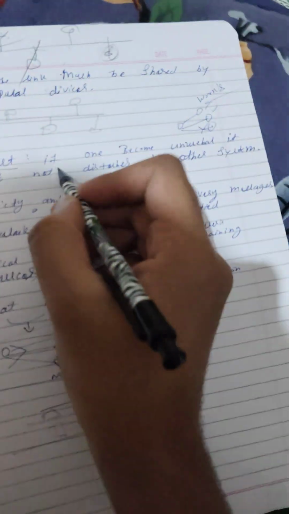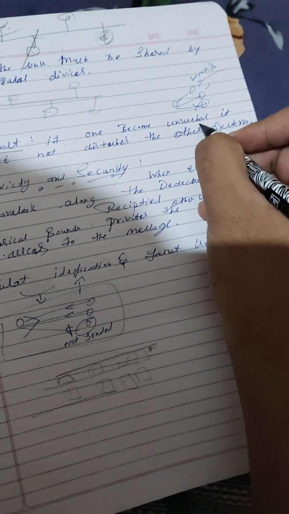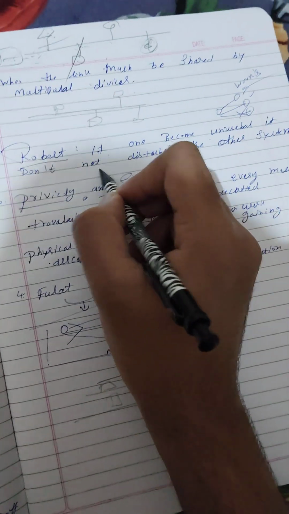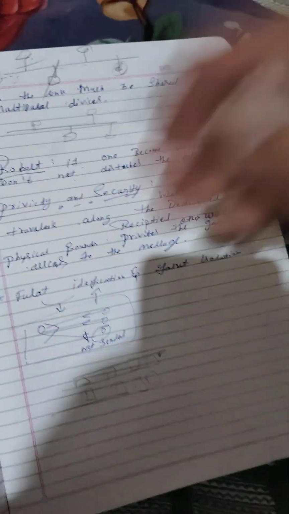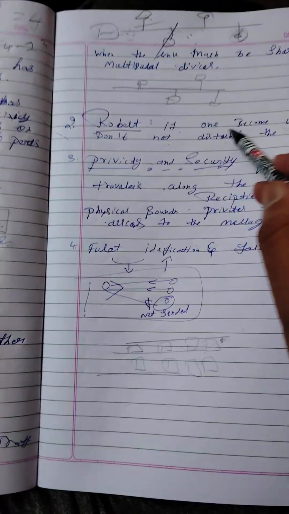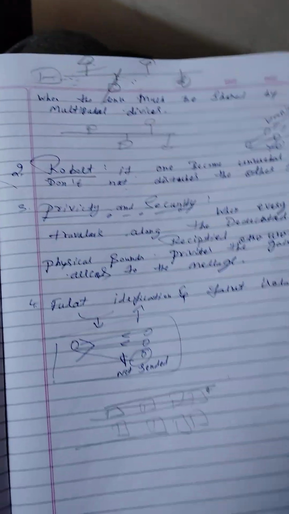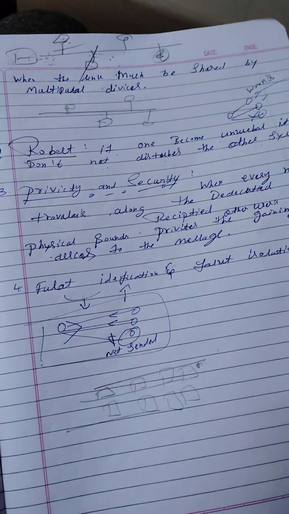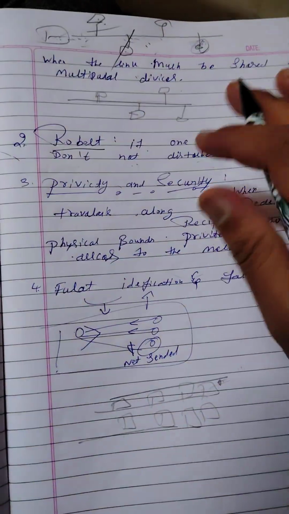Robust: if one becomes unusable, it does not disturb the other systems. See here, in the mesh, we are talking about mesh. How does this eliminate the traffic? In the bus, this problem is considered, but in mesh, the data will be transferred point to point, right? So we will not have that problem. Robust: if one computer is unusable, it does not disturb the other systems.